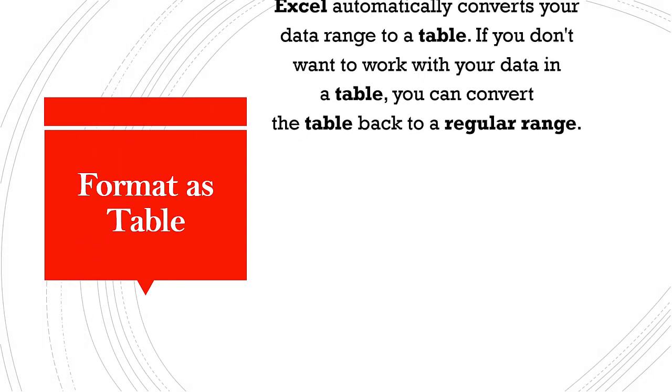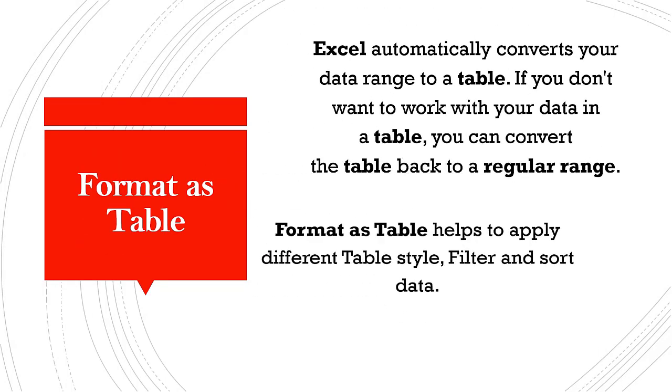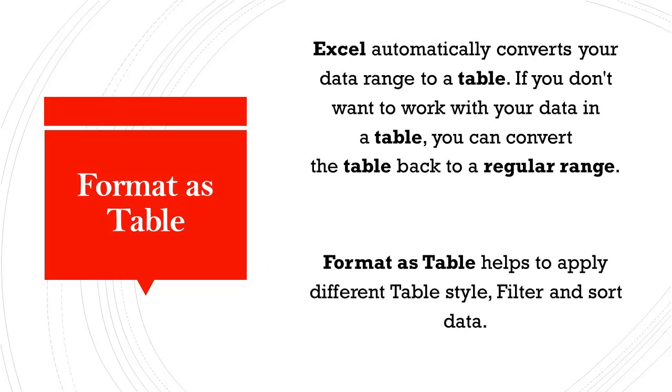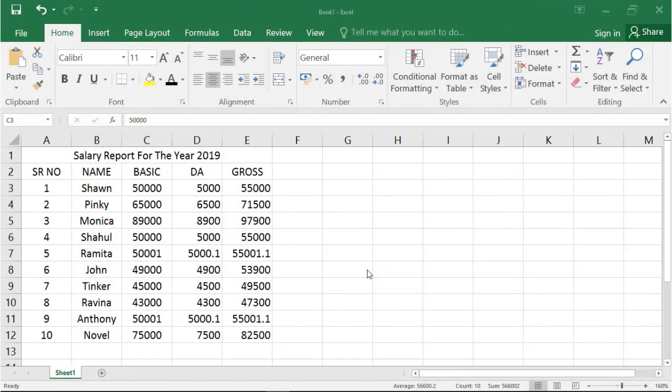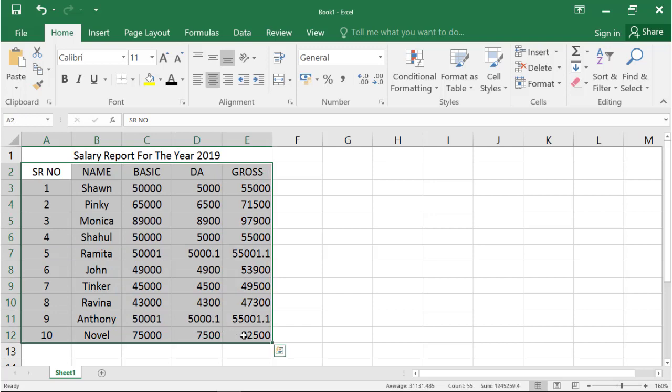Next we shall learn about the Format as Table command. Excel automatically converts your data range to a table. If you don't want to work with your data in a table, you can convert the table back to regular range. Format as Table helps to apply different table styles, filter, and sort data. To apply table style for the data, select the range, click on Home tab, and click on Format as Table command.